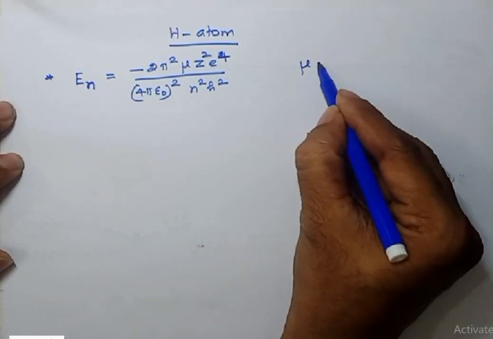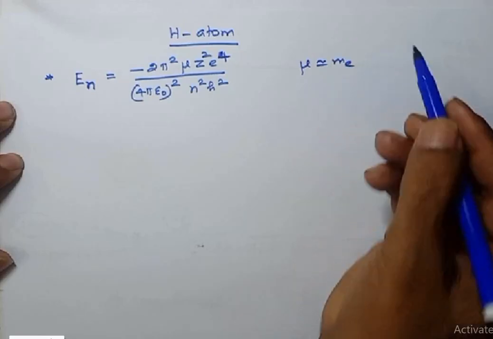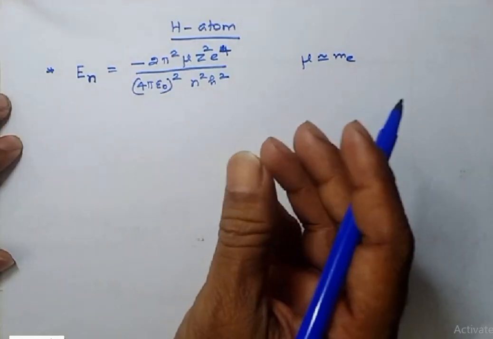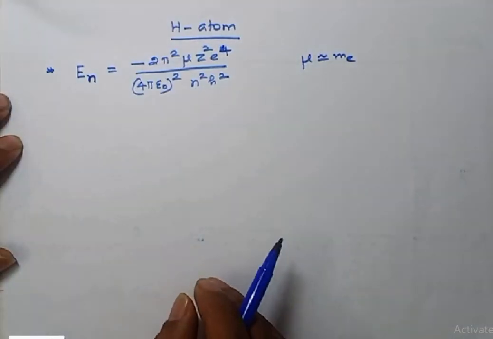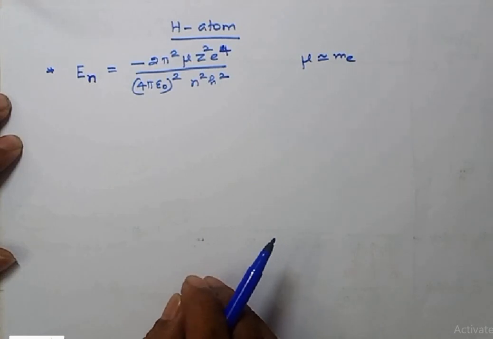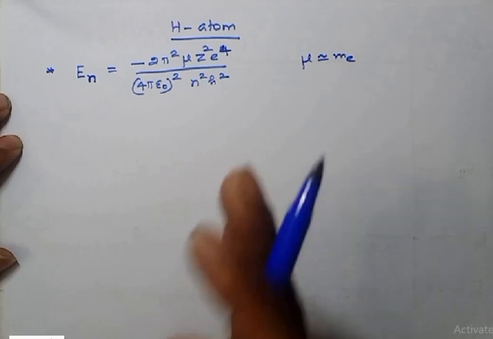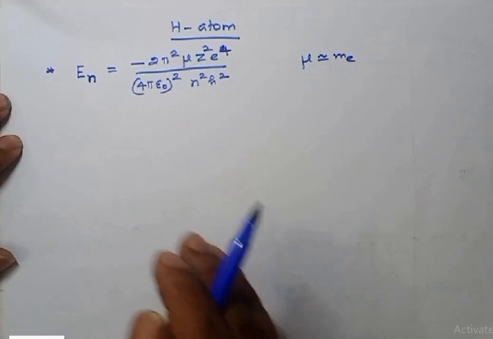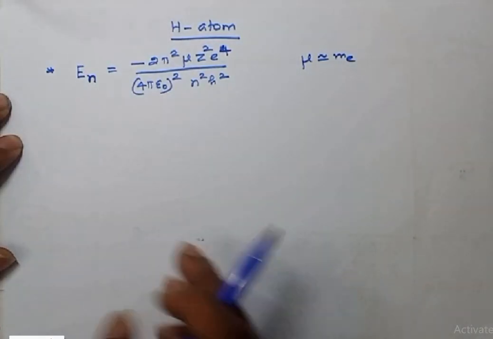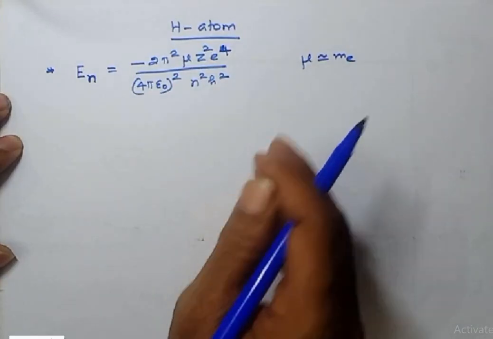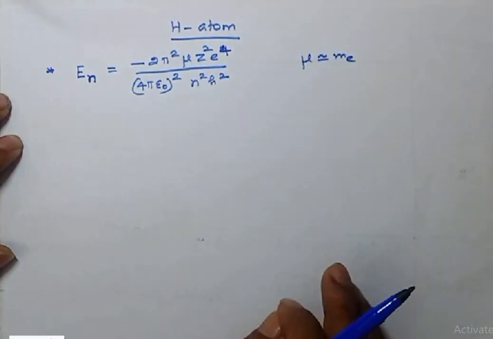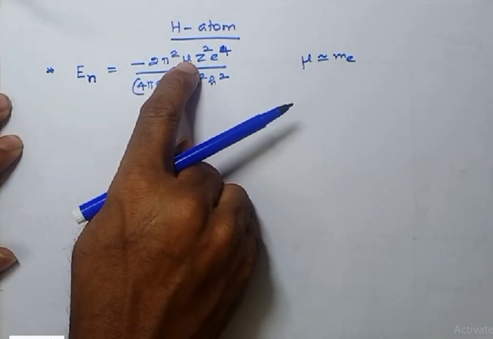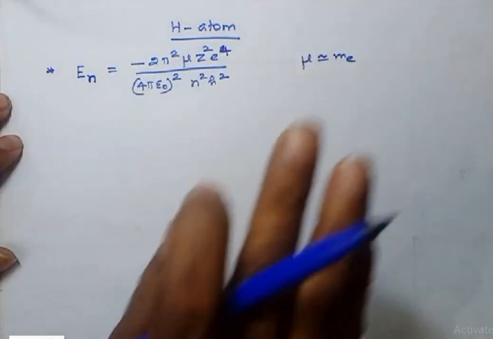The reduced mass is approximately equal to the mass of the electron itself, because if you compare the mass of a proton and the mass of an electron, the mass of a proton is nearly 1837 times heavier than the mass of an electron. So you can neglect the mass of the electron in the denominator of the reduced mass, and if you do some arithmetic, we get that reduced mass is almost equal to the mass of the electron. So even if you put the mass of the electron in place of the reduced mass, there is nothing wrong in it.